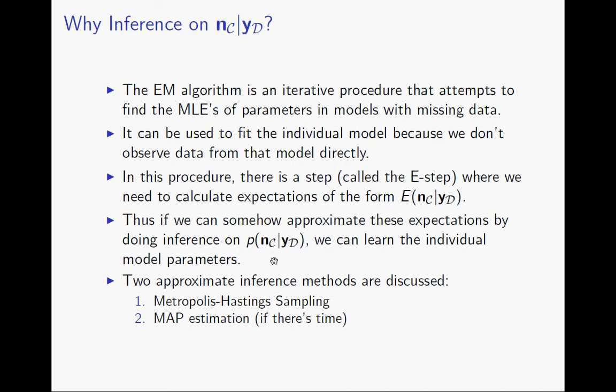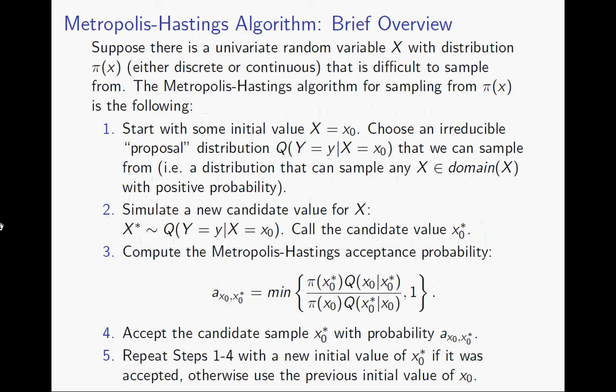The state space of these contingency tables is way too large to do exact inference on, so it's entirely too slow. Okay, so we're going to talk about Metropolis-Hastings sampling. A brief overview of the algorithm.